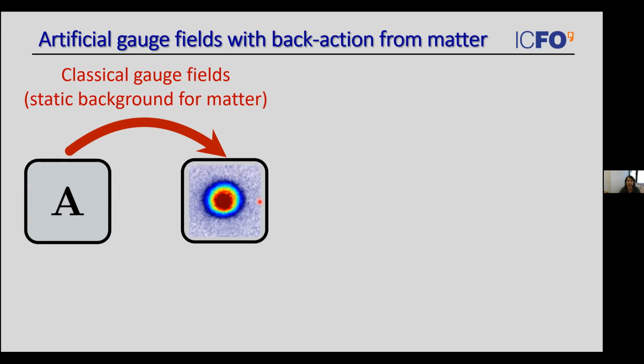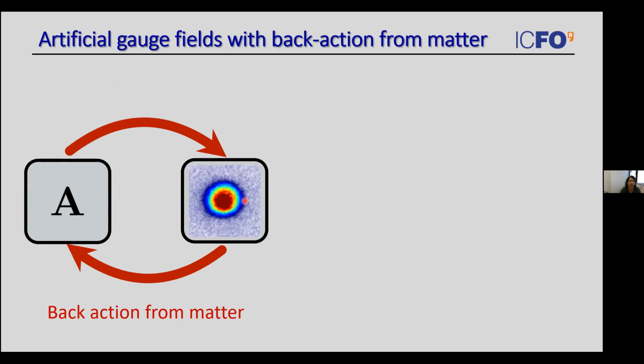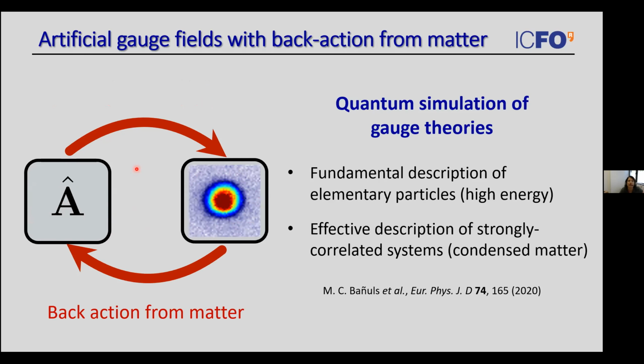But in nature, we know that matter back acts into the gauge field itself. And this is something that we would like to emulate in our quantum simulators. And actually, what we would ideally want to do is to get this vector potential and make it a quantum dynamical entity, really promote it to an operator in order to quantum simulate gauge theories.